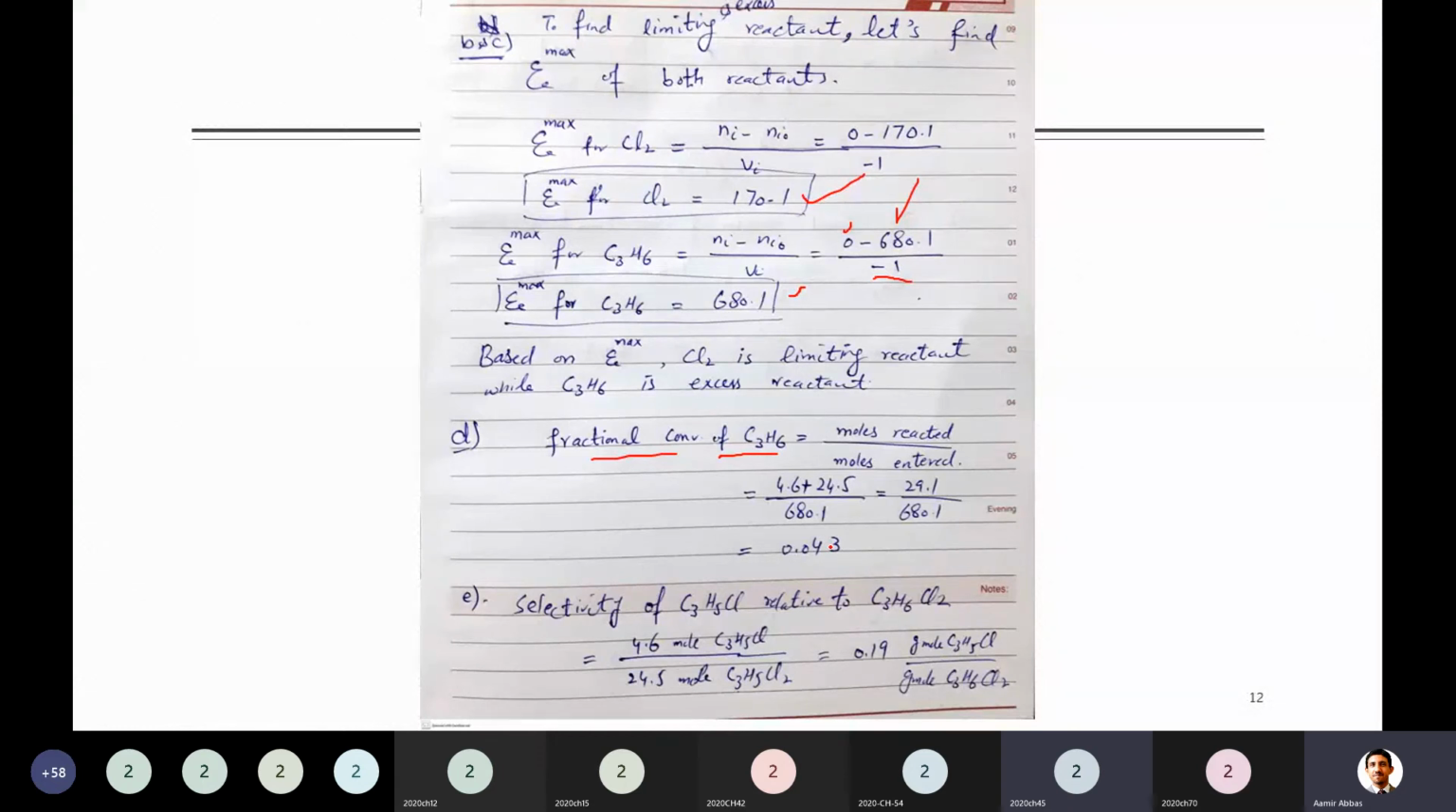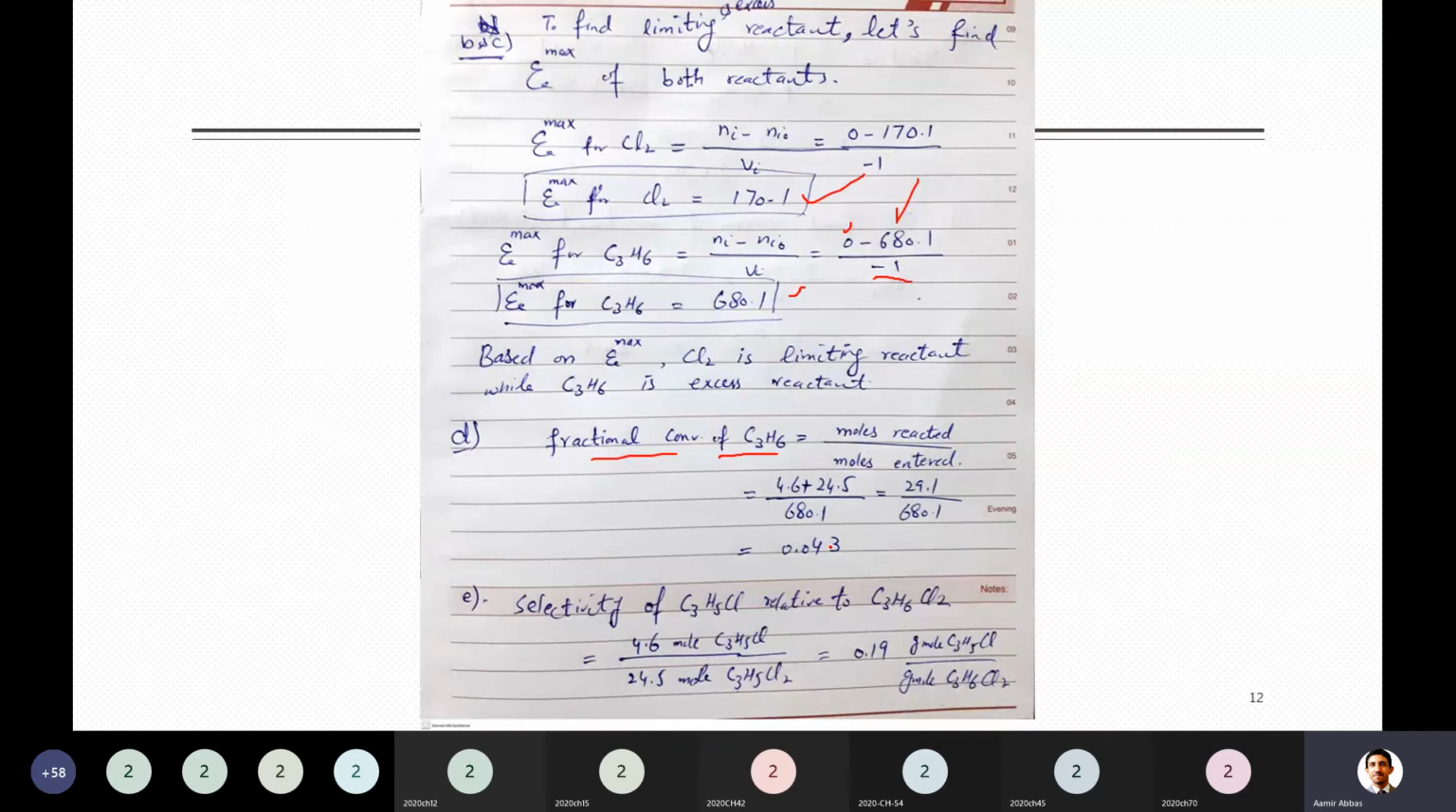But he asked in the question, he mentioned based on C3H5Cl. What does that mean? He was talking about only the first reaction, that is fractional conversion of C3H6 in the first reaction. So what should I then use here? Can anyone tell? 4.6. Yes, it should be only 4.6, because I am calculating based on both reactions, but based on the statement it should be only one reaction.